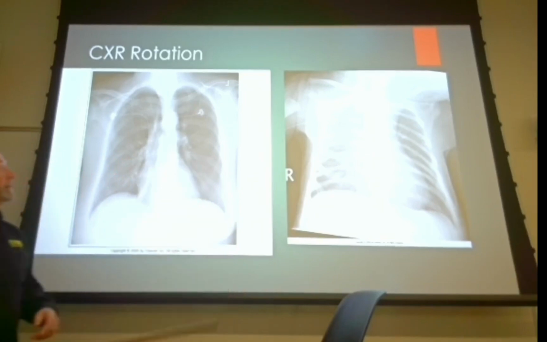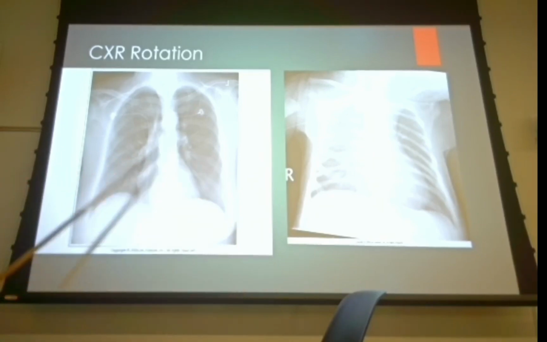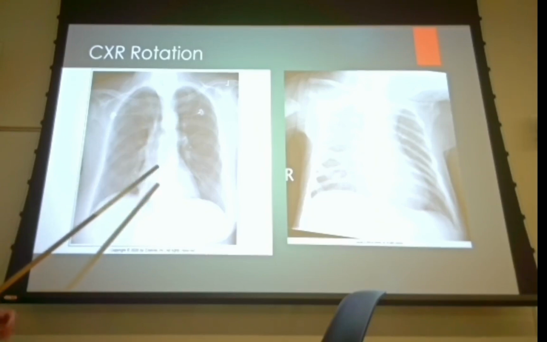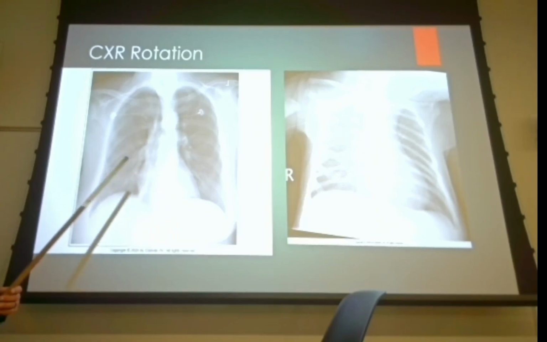The right clavicle is going to be off in the middle of nowhere. Left clavicle is going to have more superimposition. So what do we have there? Left clavicle has more superimposition. Right clavicle is out in the middle of nowhere. So providing that's an AP, that's what we've got going on.